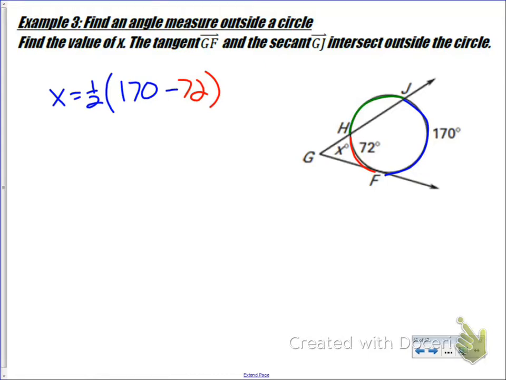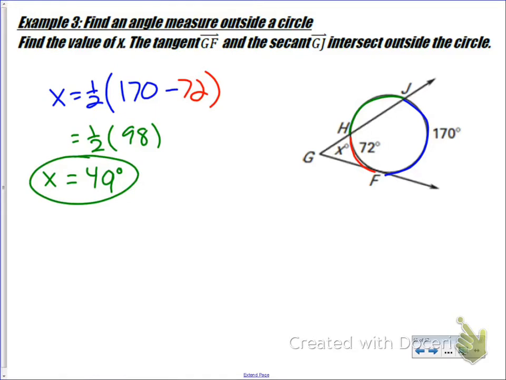So 1/2 times 170 minus 72. 170 minus 72 is going to be 98, and half of 98 is going to be 49. So x is going to be 49 degrees.